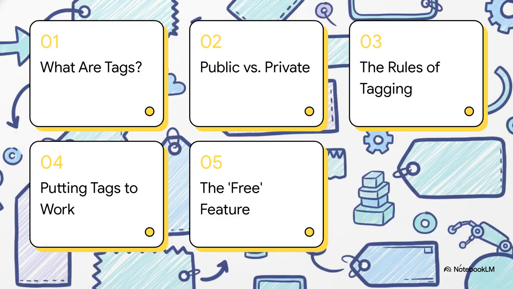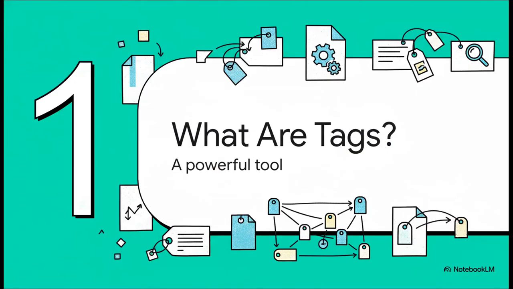First, we'll cover the basics. What even are tags? Then we'll get into something really important, the difference between public and private tags. After that, we'll look at the actual rules for getting them implemented correctly, walk through a real-world example, and this is the best part, I'm going to show you why this is probably one of the best bang-for-your-buck features you can possibly implement.